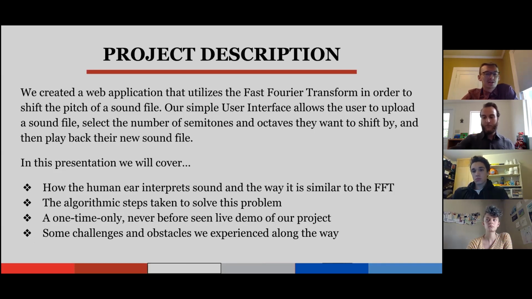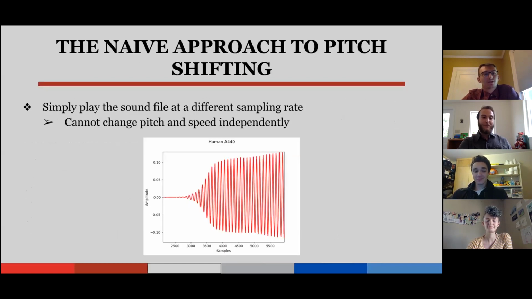In this presentation, we'll run over how the human ear interprets sound and the way it's similar to the FFT and how we use that to our advantage, the algorithmic steps taken to solve this problem, and a one-time only, never before seen live demo in the quarantine of our project. And then lastly, we'll run over some challenges and obstacles that we experienced along the way. But first, I'm going to talk a little bit about a naive approach to pitch shifting.